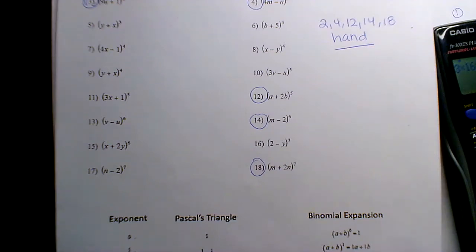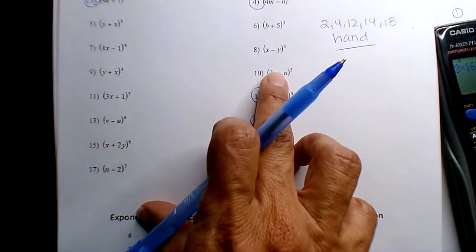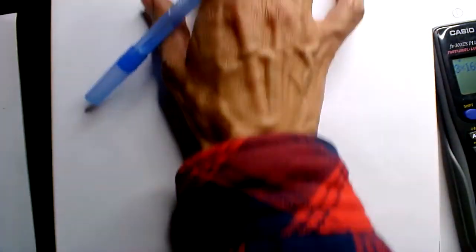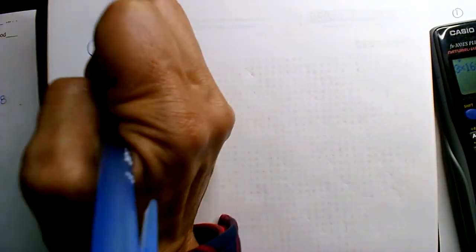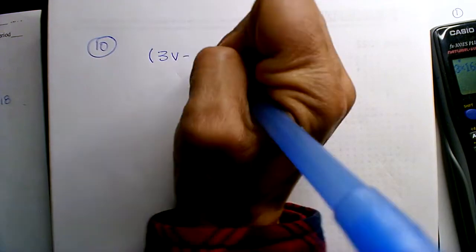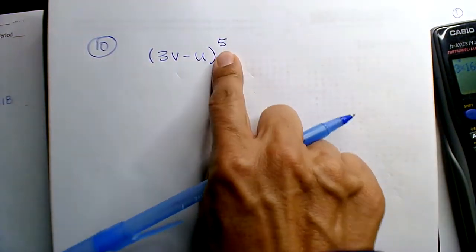And we'll just walk it through this one here. Let's do that one. All right, the exponent is 5.